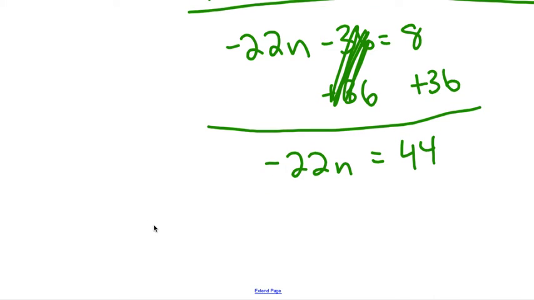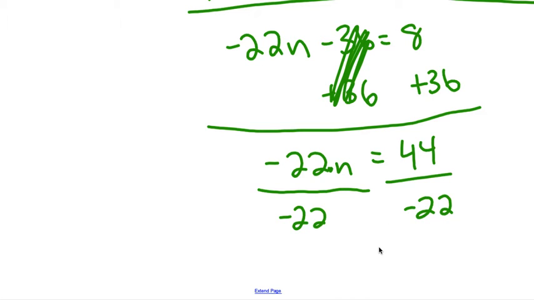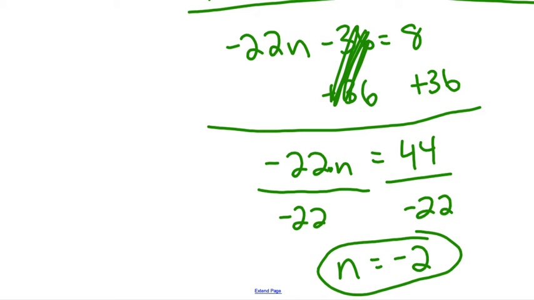Last step to get n by itself. I'm dividing. I'm not adding 22. I'm going to divide by negative 22 because this is being multiplied by n. So I'm going to do the opposite and divide. So divide by negative 22. Negative 22 divided by negative 22 is 1, so I have 1n. 44 divided by negative 22 is negative 2. So there is your final answer for number 7.